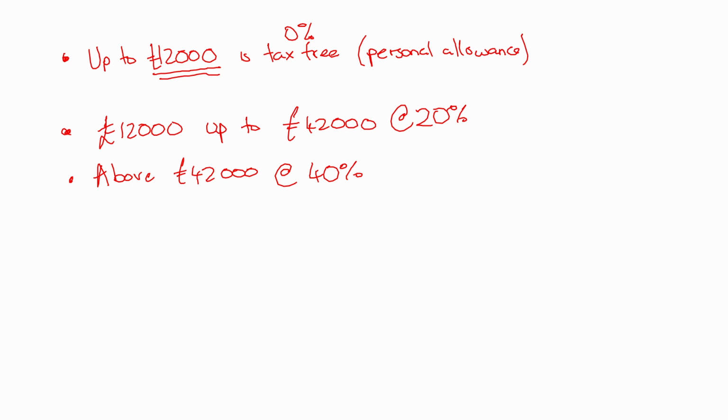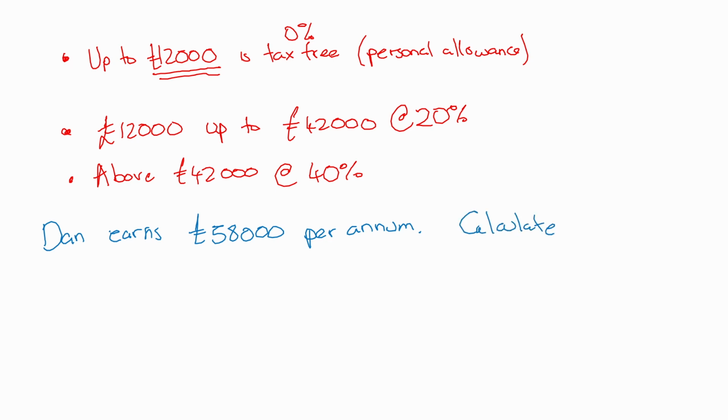Now let's pick a person. Let's go for Dan. Dan earns 58,000 per annum, per year. Calculate his income tax for the year. That'll mean you don't have to divide that by 12 to get a monthly figure, even though you're paid monthly. What's the tax for the full year?